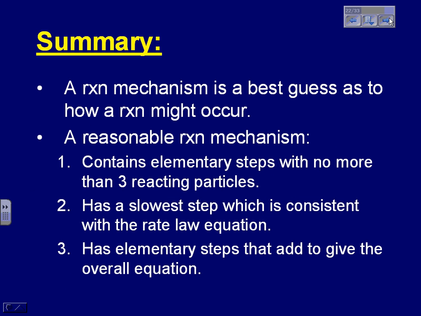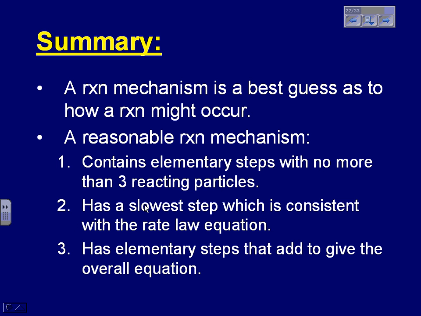So a little important summary here. A reaction mechanism is a best guess. It's a theory as to how might the reaction occur. What makes up a good reaction mechanism, a reasonable one? Containing elementary steps with no more than 3 reacting particles each, because 3 things colliding are very rare. It'll always have a slowest step, which is consistent with the rate law of the equation.